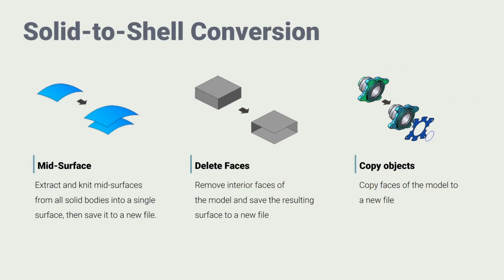To transform an original solid model into a shell model, Compa3D provides dedicated tools for this purpose. The three primary tools are mid-surface, delete faces, and copy objects. Since APMFEM is a Compa3D app, you can open your model in Compa3D, convert it to a shell model using one or more of these tools, and perform analysis using APMFEM tools.